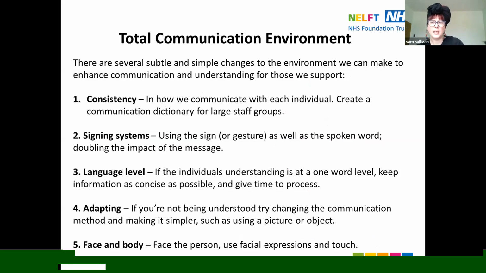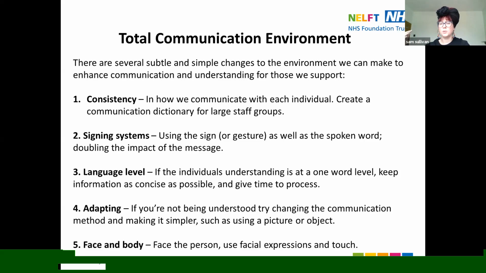So total communication environment, there's loads and loads of information out there on this, but just a few brief notes. What we mean when we say that is creating an environment that fully supports the people that you're supporting to communicate. And some of these can just be subtle and simple changes, which are going to enhance their communication, but also their understanding. So consistency, can't really stress that enough, of how we communicate with each individual.